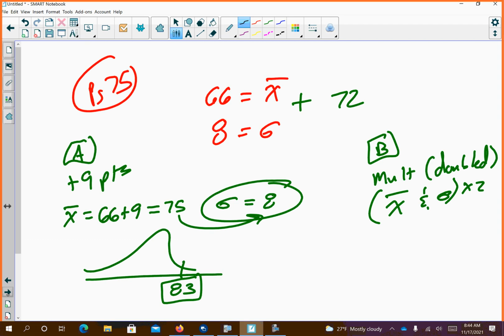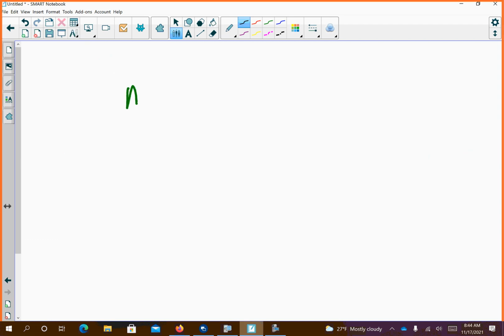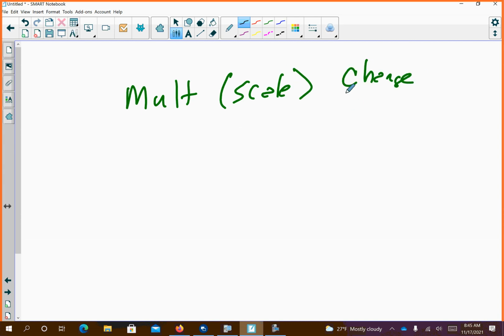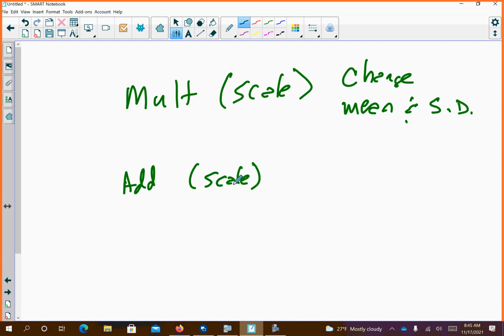So multiplication, a scale factor that's multiplied, changes the mean and the standard deviation by the same scale factor. If I double everyone's score, the mean and standard deviation are both doubled. If I tripled everyone's score, that's going to happen. If I add to the scale, so I just decided I'm going to bump points in, my mean gets added to whatever I add, but my standard deviation stays the same.